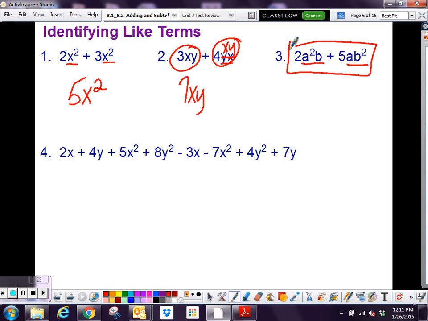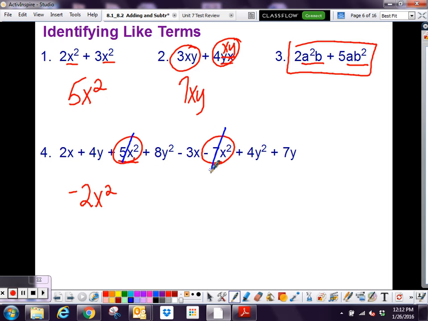All right, number 4. Now remember, we wanted to write our answers from the highest exponent down to the lowest exponent. So let's look at x squareds. Do we have any other x squareds? We've got 5x squared. It's always good to circle or put a square around your like terms. I've got 5x squared and a negative 7x squared. So I have 5 minus 7, that gets me negative 2x squared. I'm going to mark those out so I don't use them again.